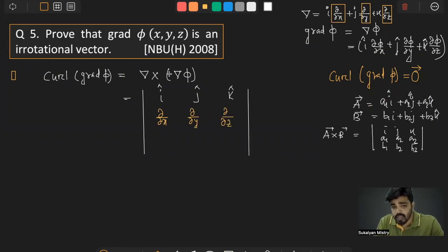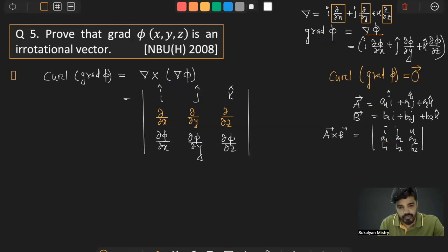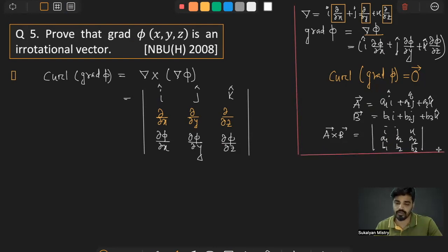What are the components of del phi? That is grad phi: del phi del x, del phi del y, del phi del z. Okay, so applying A cross B, components of A are A1, A2, A3, components of B are B1, B2, B3. So here the components of del phi are del phi del x, del phi del y, del phi del z. I think it is clear, it's easy. So that is del phi del x, del phi del y, and del phi del z.